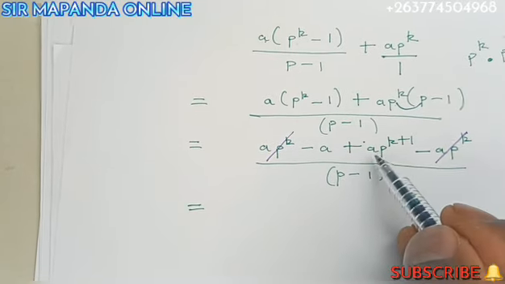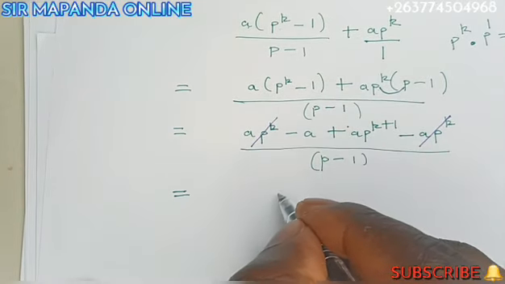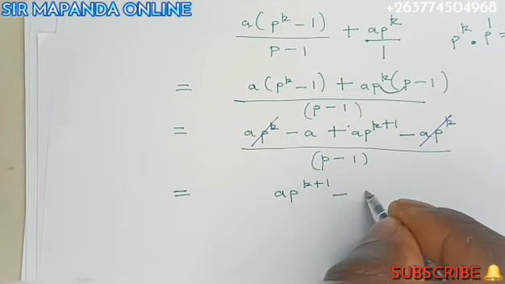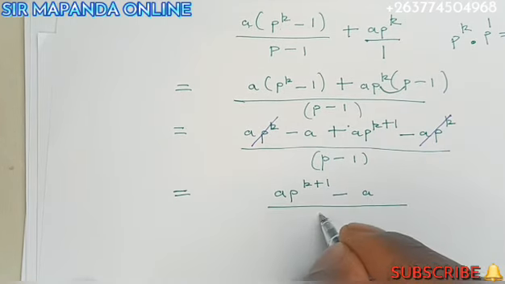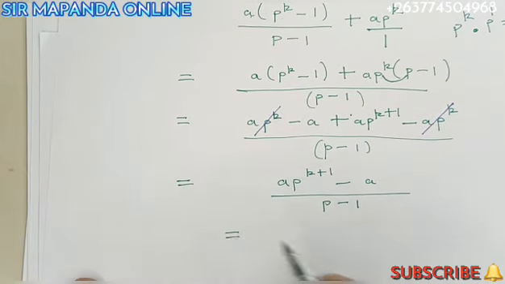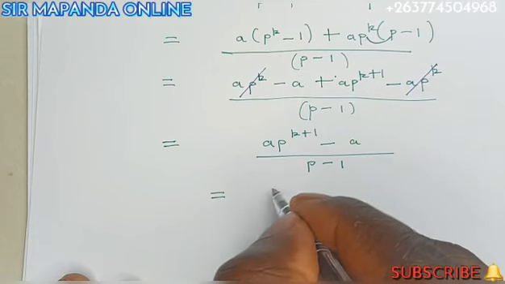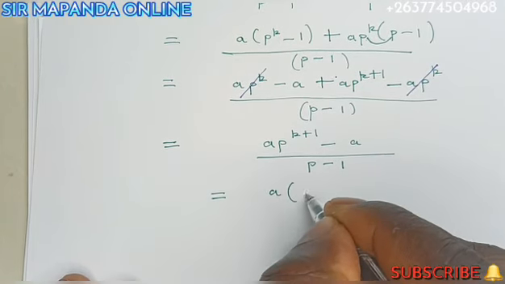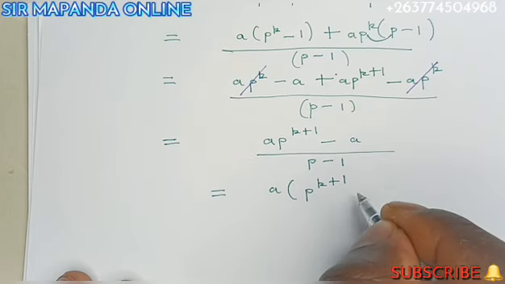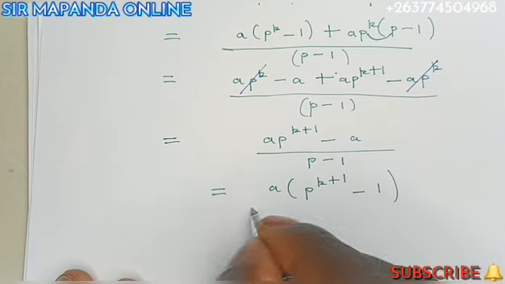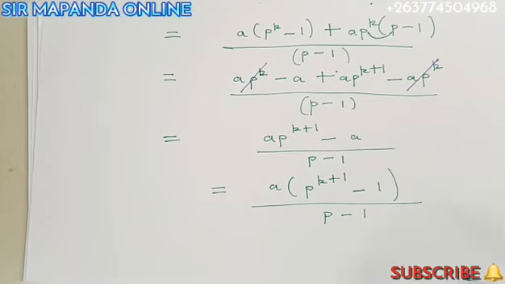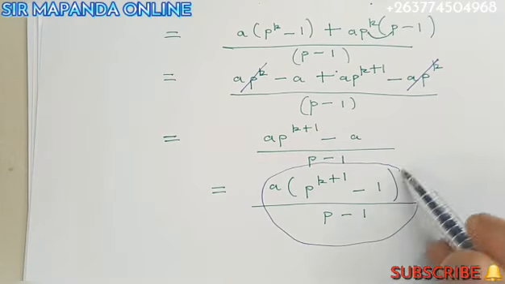I am now starting by writing this positive term, a p to the power of k plus 1 minus a, all over p minus 1. Then you factor out a. The a outside is the highest common factor. You get a, open bracket, p to the power of k plus 1 minus 1, all over p minus 1. And this is matching our thesis stage.